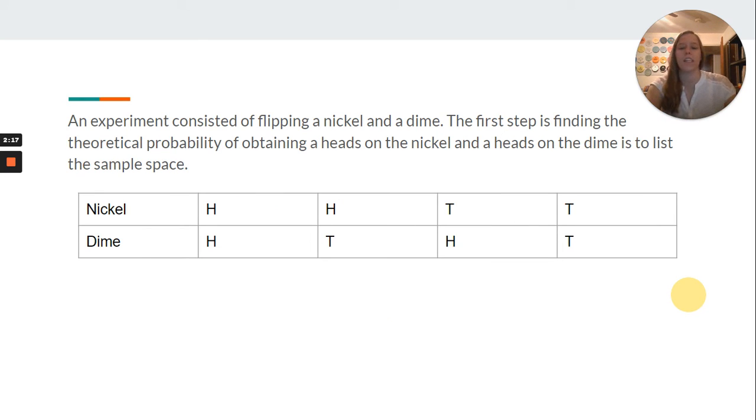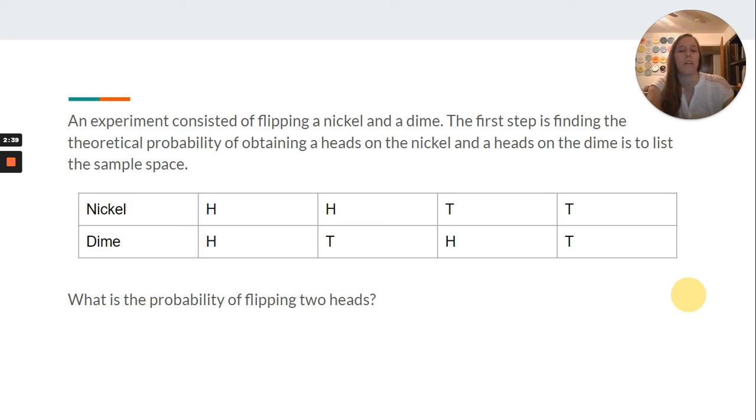An experiment consisted of flipping a nickel and a dime. The first step in finding the theoretical probability of obtaining a heads on the nickel and a heads on the dime is to list the sample space. Okay, so here's all our options if we would flip a nickel and a dime. You can get heads and heads, heads and tails, tails and heads, and tails and tails.